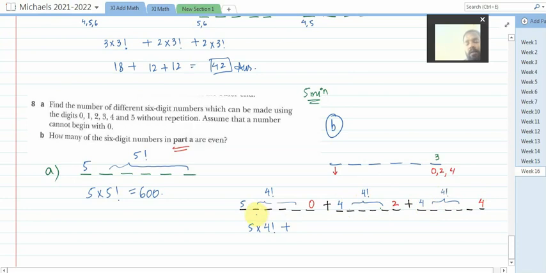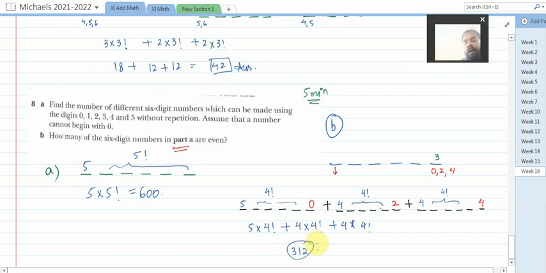So 5 into 4 factorial plus 4 into 4 factorial plus 4 into 4 factorial. So when you solve all these conditions, you will get the answer 312. That is your final answer.